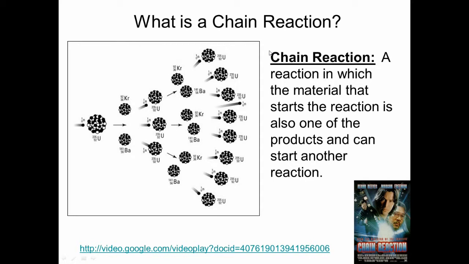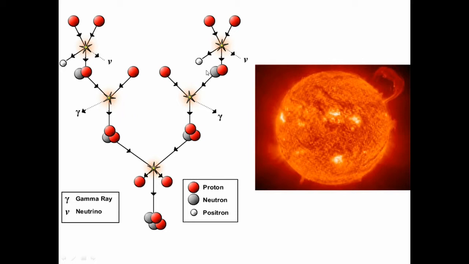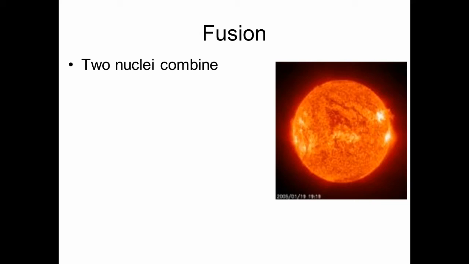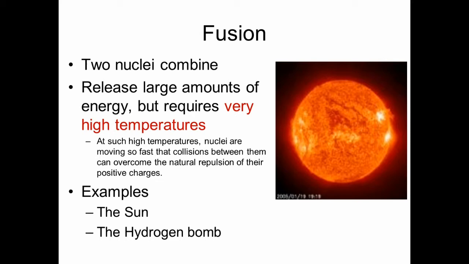Just like I was saying before, when you split atoms, some of these smaller particles split other atoms and so on and so on, and it's called a chain reaction. This is a picture of the sun, and the sun is actually fusing hydrogen atoms and making helium atoms. In fusion, two nuclei combine, and this releases very large amounts of energy, but requires very high temperatures. At these high temperatures, nuclei are moving so fast that collisions between them can overcome the natural repulsion of their positive charges.